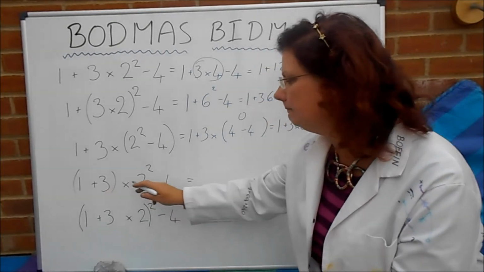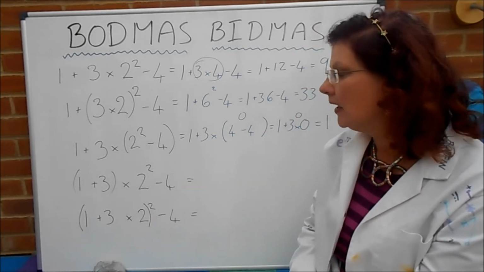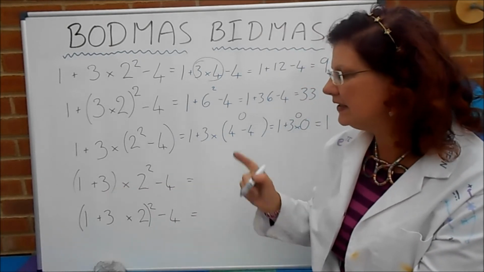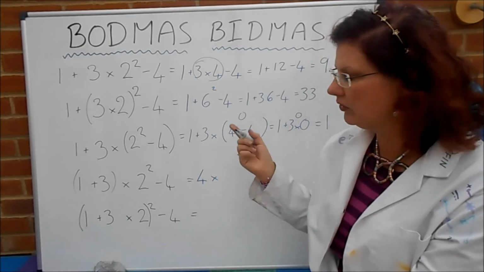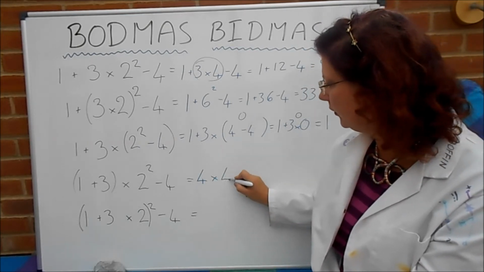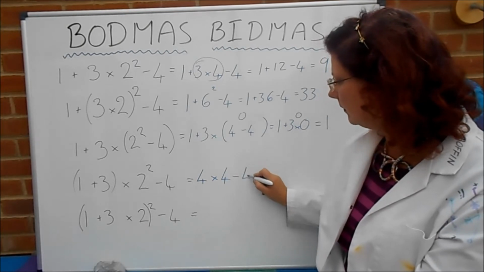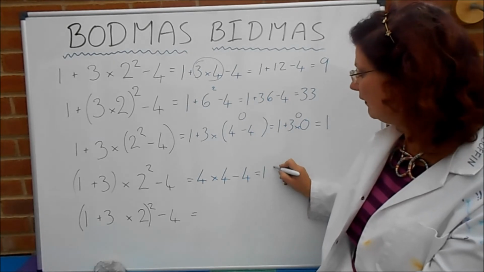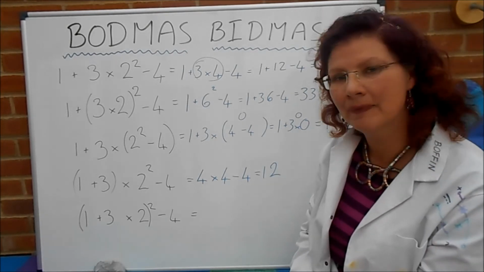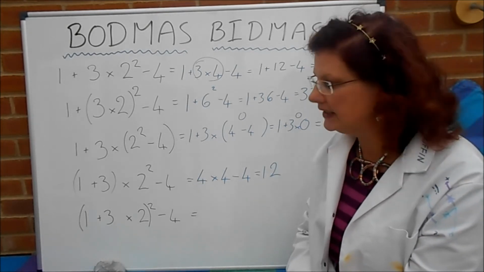Right. Next one down here. We've got to do the brackets first. Well, that's easy. 1 plus 3, that's 4. Times, and now we can do the squared while we're here as well, another 4, take away 4. So 4 times 4 is 16, take away 4 is 12 we should have for that one. Hope you got that.